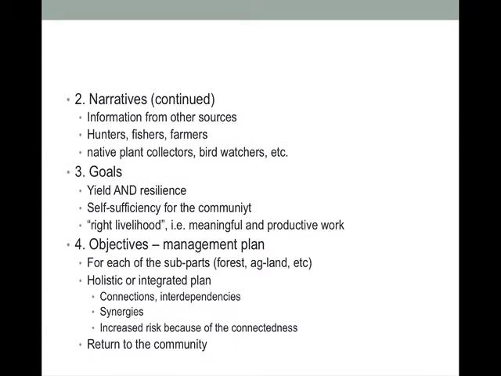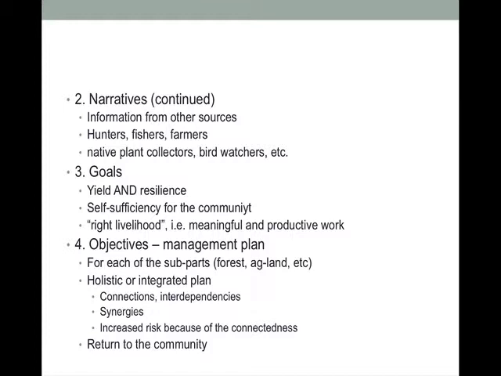Okay, the narratives continue in that we could get information from other sources: hunters, fishers, farmers, people that are used to extracting things from the land, but also native plant collectors, bird watchers, people that might have flower gardens. Those sorts of people know a lot about the seasonality and the environmental influences that this landscape has been through.